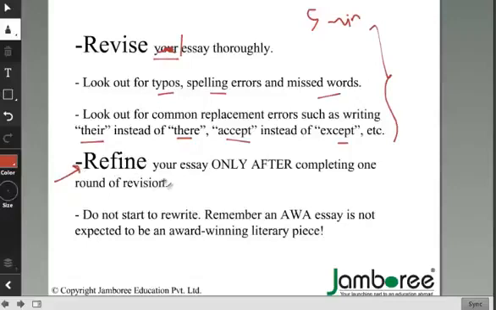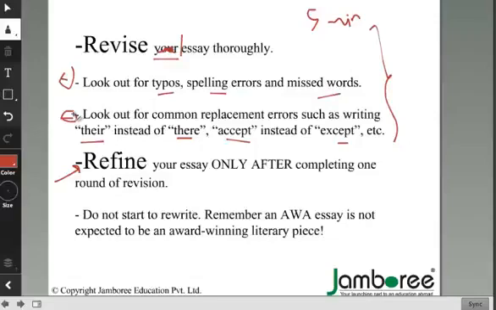Refine your essay only after completing 1 round of revision. So in revision you are only doing these 2 things, this and this. You are not doing anything else. Refining means, let's say you are reading a sentence in your essay and you think that it can be improved, that it can be made better, or it can be rewritten, right? So that is called refining.